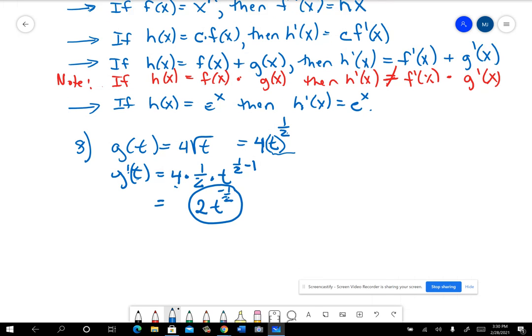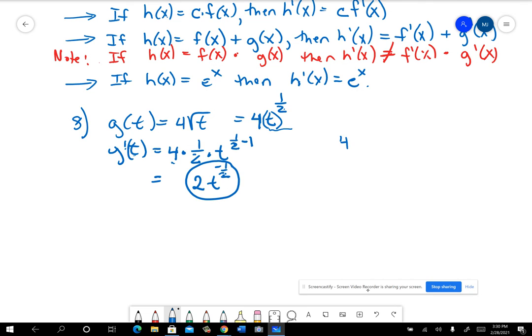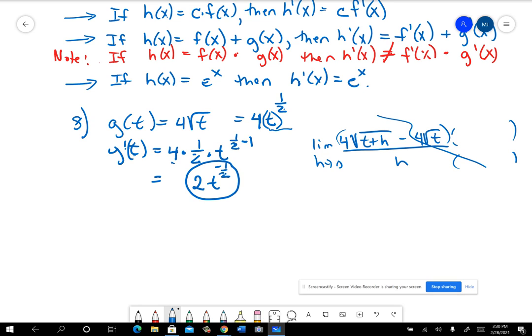Okay, so much easier than this. This is what we would have done in 3-2. We would have done and found the limit as h goes to 0, not t, as h goes to 0. Okay, and we would have had to do some conjugate on top and all of that mess. Now we have this easier way of doing it.